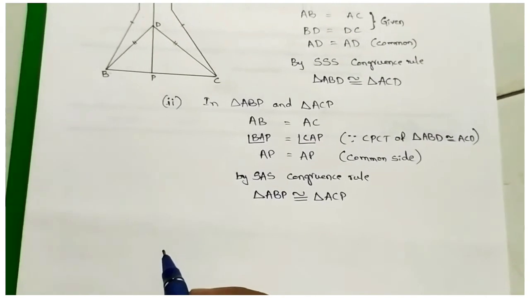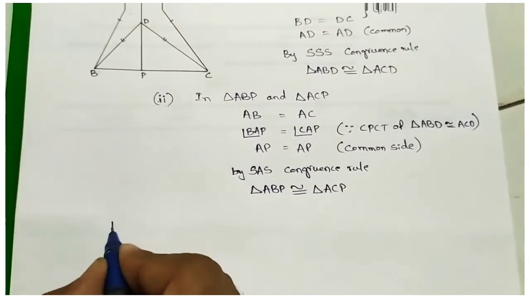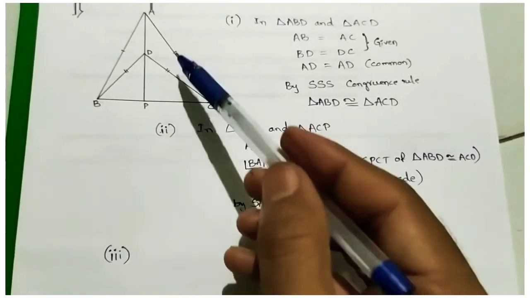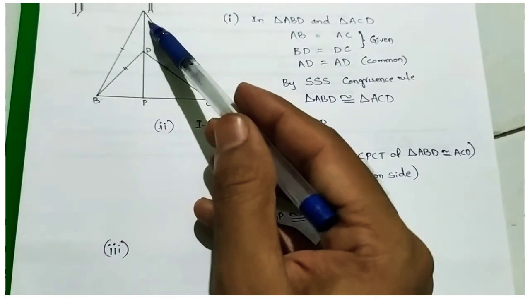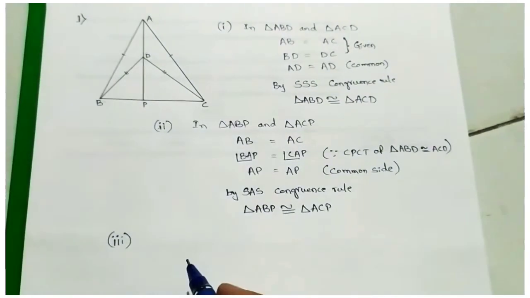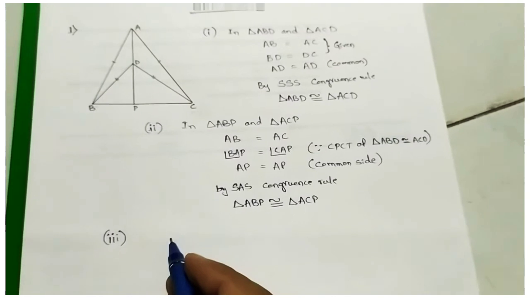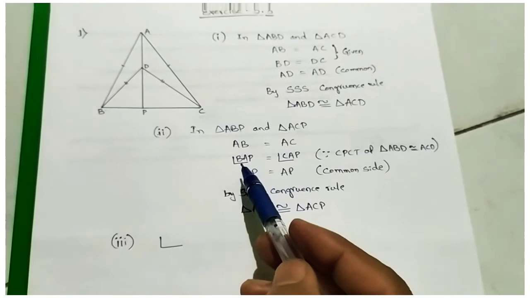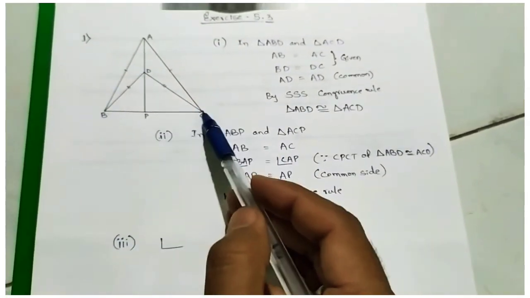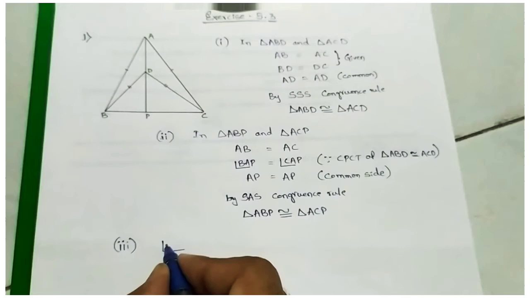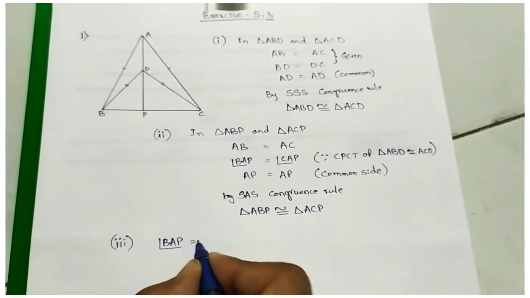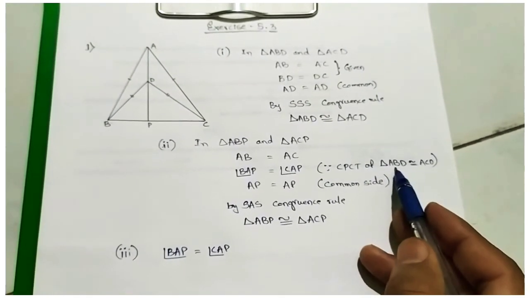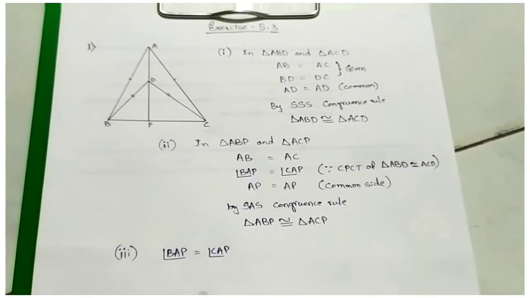Now the third one. What is the third thing? We have to show that AP is the bisector of angle A as well as angle D. So from the above proved congruent triangles, here we will get angle BAP equal to CAP, by CPCT of triangles ABD and ACD congruent.